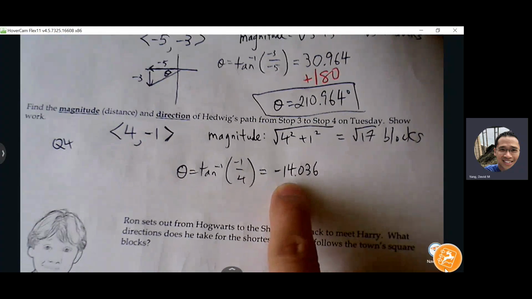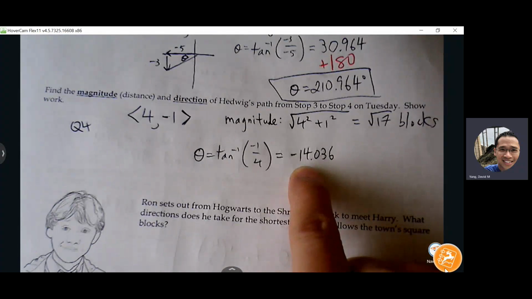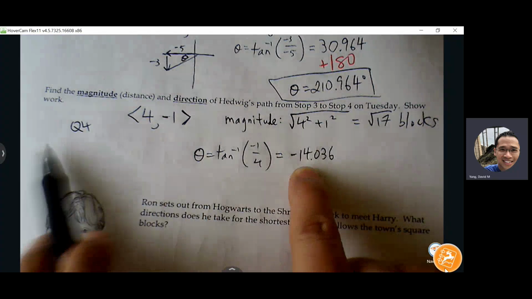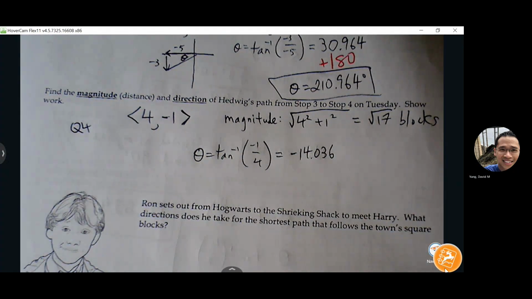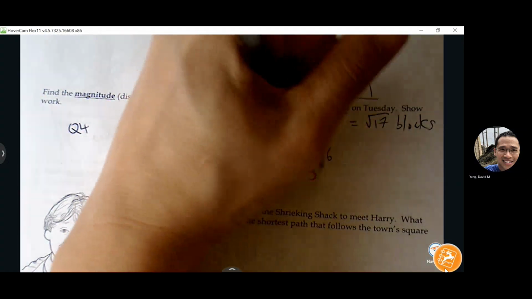Okay, I got to negative 14.036, but I need to be in the fourth quadrant, so what adjustment do I need to make? Yeah, 360.